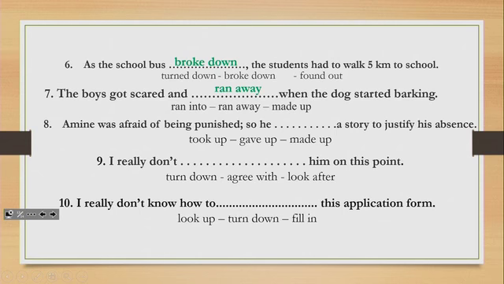Number 8, Amin was afraid of being punished, so he made up a story to justify his absence. Here, to make something up is like to invent a story to justify something that someone has done, in order to hide it from the other one so as not to be punished. In this situation, Amin was afraid of being punished, that's why he made up a story to justify his absence.